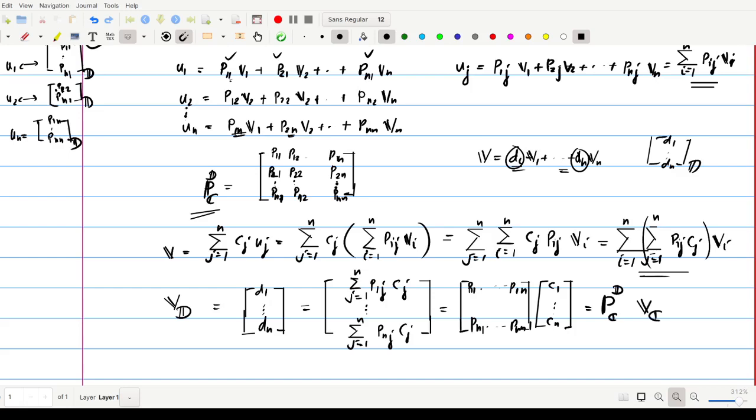This shows that the coordinates of any typical v relative to D can be written as the matrix P from C to D. This is the matrix obtained by considering the elements of the first basis as linear combinations of the elements of the second basis, times the matrix of coordinates of v relative to the basis C. This is what you have to prove in the theorem, so we write this as the proof of the theorem.